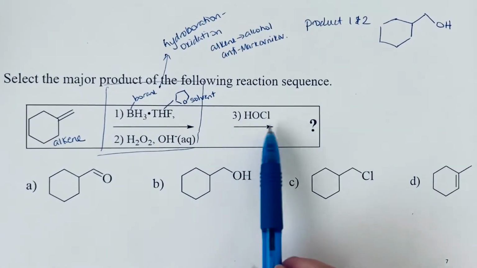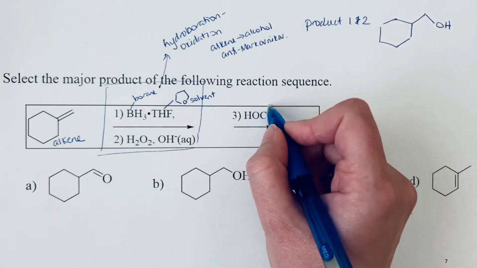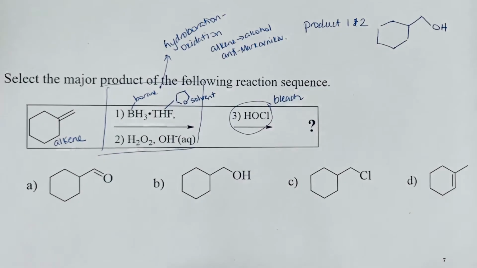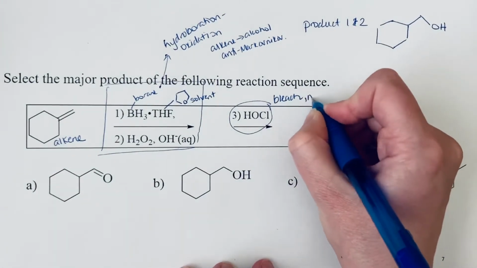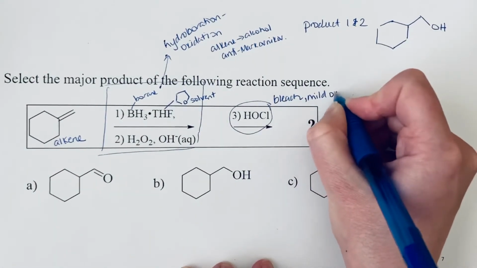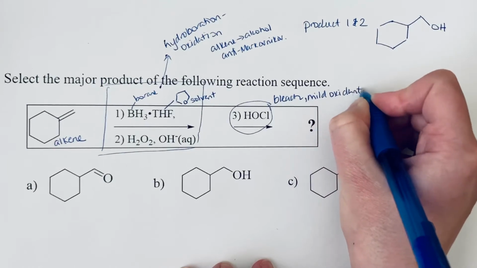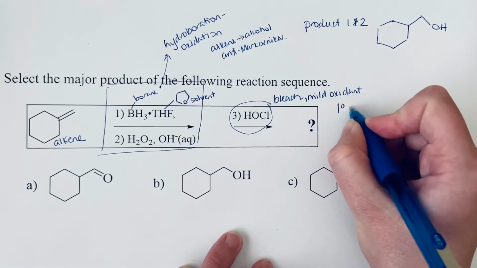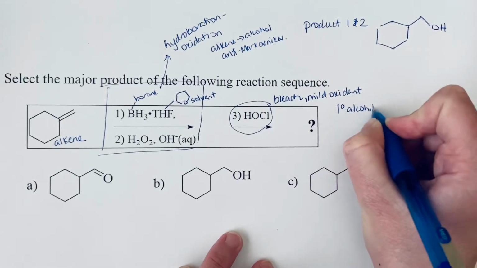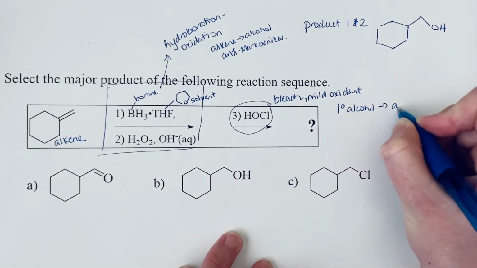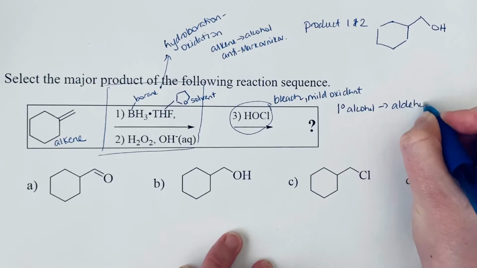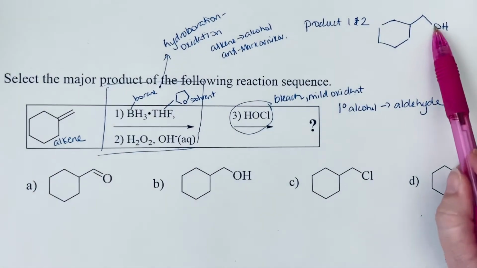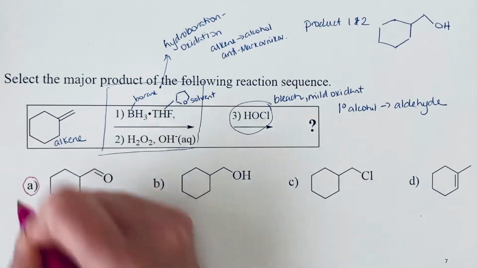The next thing we're doing is we're treating this with bleach, essentially. And so this is a mild oxidant. And what this is going to do with a primary alcohol is it's going to take that primary alcohol and convert it into an aldehyde. So at this point, we can go ahead and select the aldehyde that would form. So that would be A.